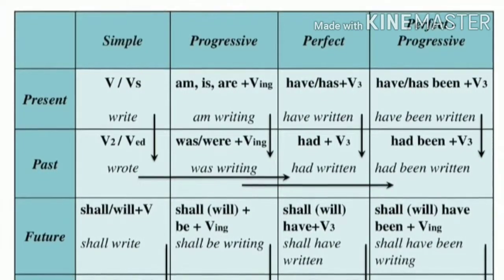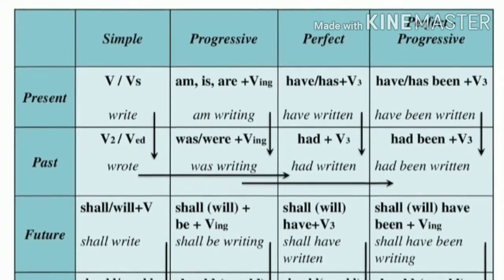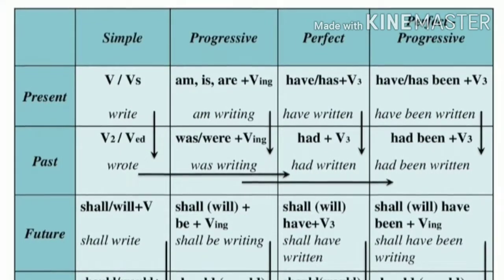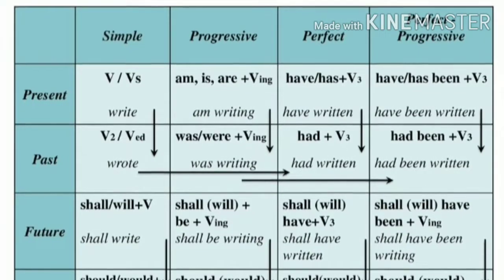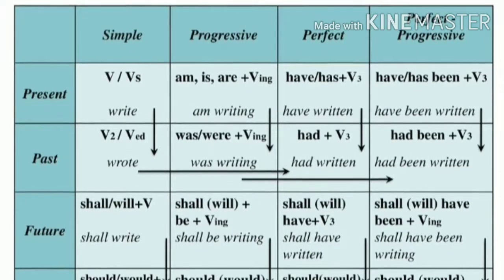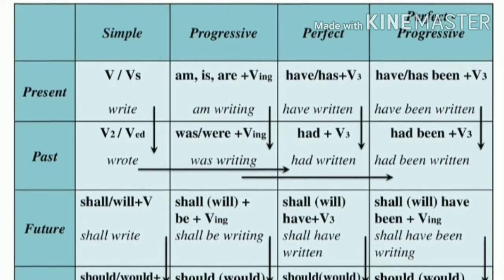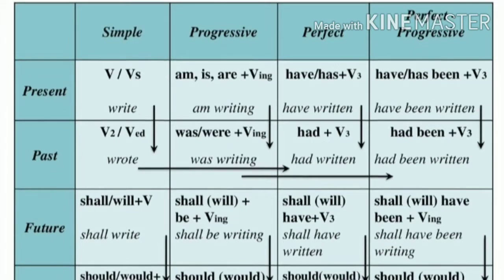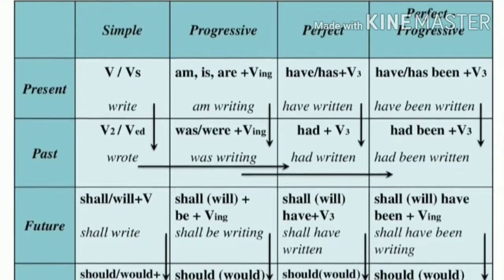This simple present will change to your simple past, and this write will become wrote. Alright, see the next structure. The structure of present continuous, present progressive, is am/are plus verb plus ing form. Like the example given, am writing. So this will be changed to past continuous. It will be was/were plus verb plus ing form. This is the structure. So it will be was writing.